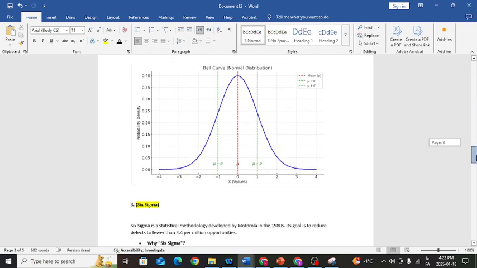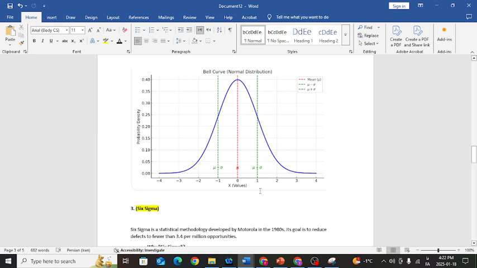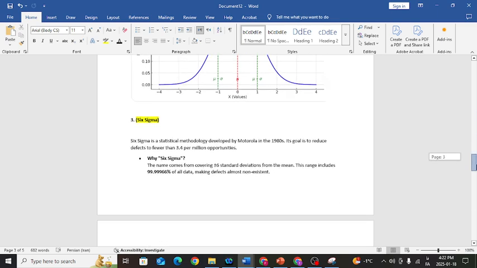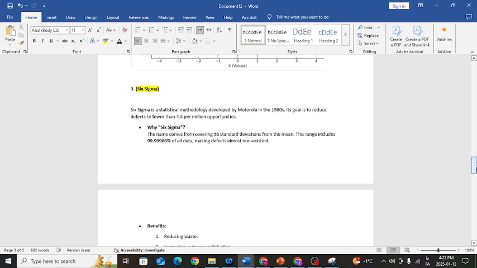So I've shown you the curve of the normal distribution. This is very easy, very simple, you know. So the last one is the sigma, Six Sigma.